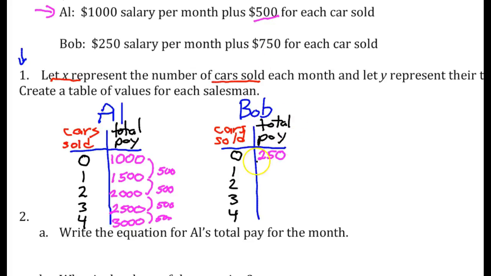Okay, so what about Bob? So we got 250 to start off with, but we get 750 per car. So we go up by 750. 250 plus 750 gives us 1,000. Go up by another 750. We sell another car.